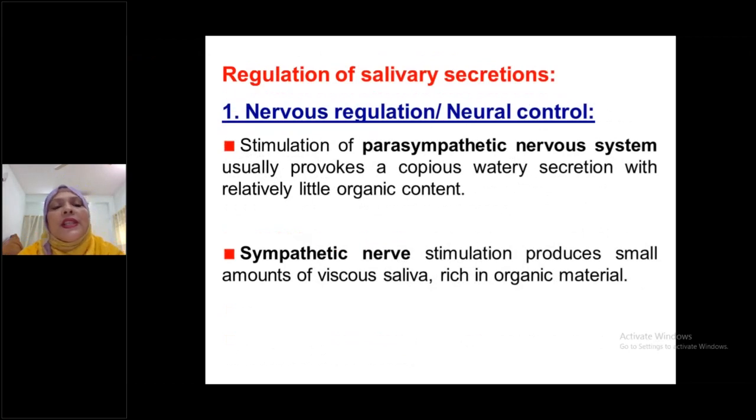Nervous regulation, always remember that parasympathetic nervous system mainly controls the salivary secretion. Always remember this thing. Parasympathetic nervous system mainly regulates the salivary secretion. This is the main nervous regulation. Okay, stimulation of parasympathetic nervous system usually provokes a copious watery secretion with relatively little organic content.